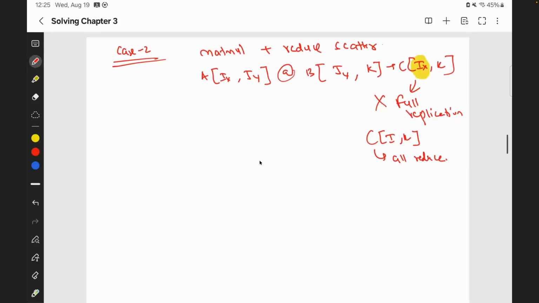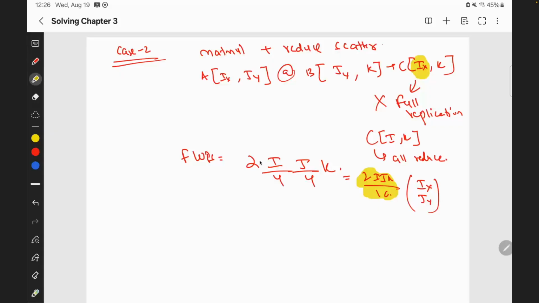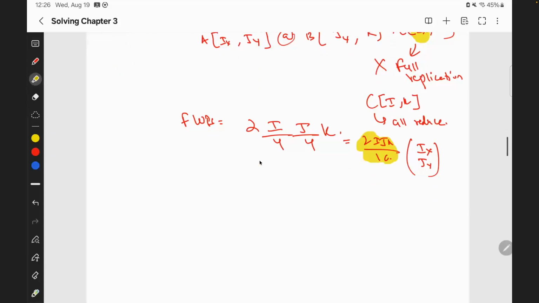So first, if you come to FLOPs, you have 2 times I by 4 and J by 4, and then K, so it is 2IJK by 16. So you are paying a lot less on the FLOPs, and this is because you have I_X sharded and Z_Y is also sharded, if you see here. And as we are first doing matmul, we are doing matmul on smaller matrices, and after that you will be doing the reduce scatter.